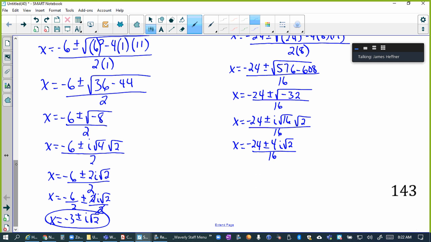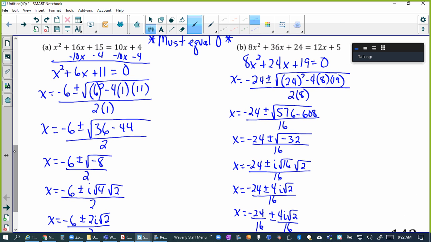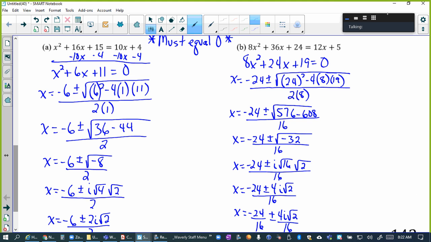Well, let's split this into two fractions now, right? Both of them over 16, and then we can reduce to lowest terms, right? Negative 24 over 16 plus or minus 4i square root of 2 over 16, right? Better go back up top here.